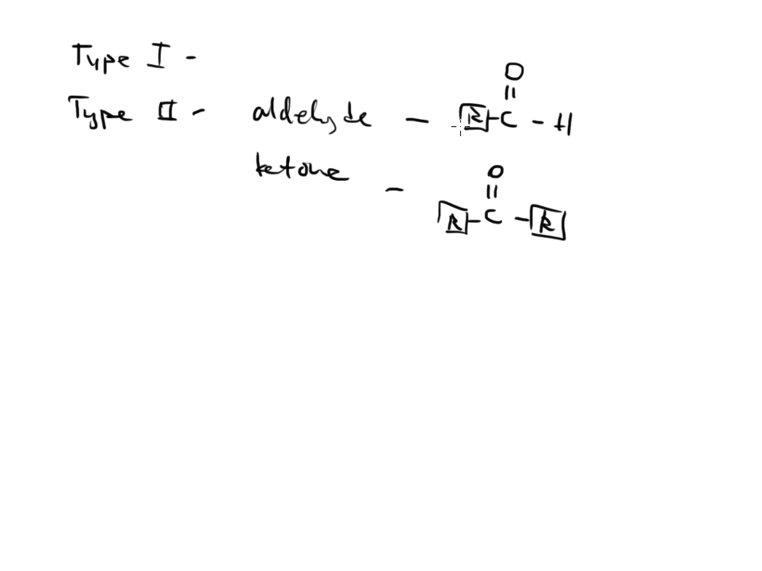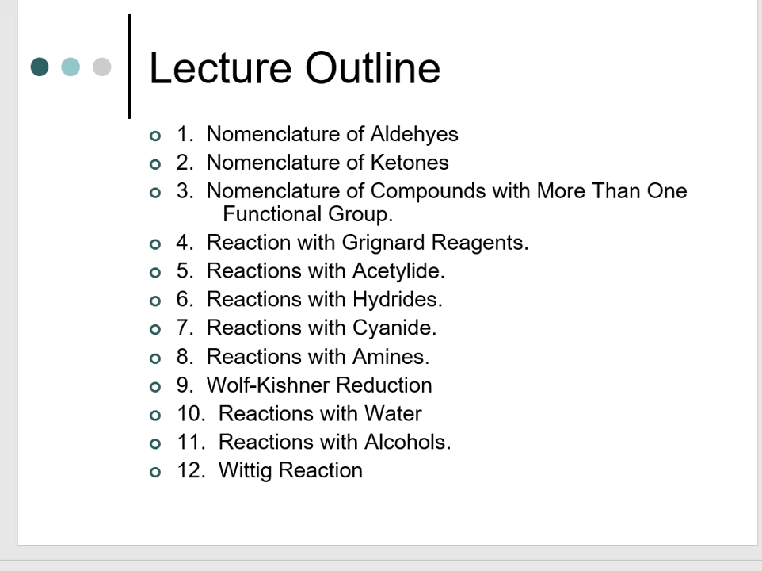So for the aldehyde and the ketone, we're going to do something very similar to what we did in type 1. We're going to learn how to name these, and then after we name them, we're going to learn how to do reactions with them. All right, that's pretty much what we're going to do. Now, this is kind of simple, right? Name an aldehyde, name a ketone, learn how to do reactions, blah, blah, blah. But there's actually more to the story, because there's more that's included in the lecture.